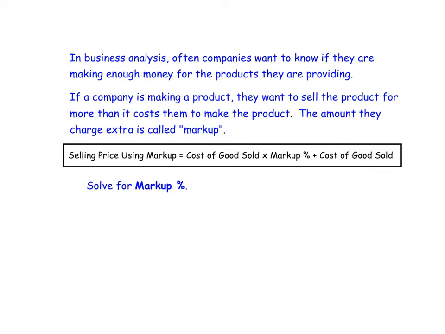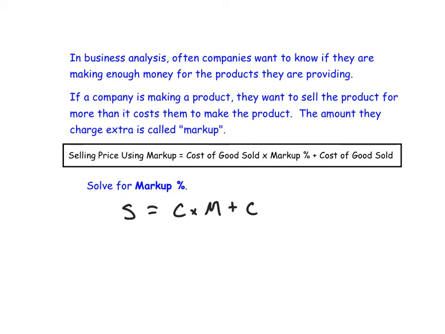And this is something that, when we're trying to analyze things, we are trying to figure out markup percentage and stuff like that. So I'm going to rewrite this equation using letters. Selling price using markup, I'm going to call that S. Cost of goods sold, I'm going to call that C, times the markup percent, which is M, plus the cost of goods sold. And guess what? This is almost the exact same thing as what we had before.